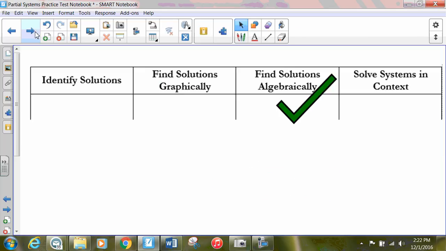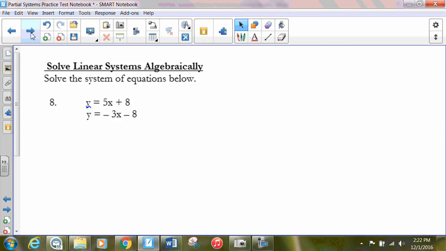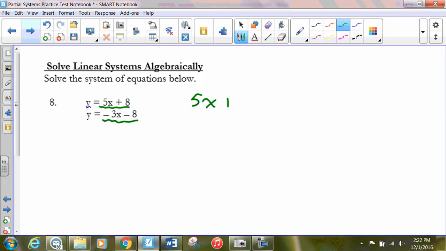Okay, and so our next little partial practice is going to be on the section for finding solutions algebraically. In this first one, we're going to use substitution to solve. It's y equals 5x plus 8 and y equals -3x minus 8, then we're allowed to set them both equal to each other. And once we do that, we're going to solve for x.